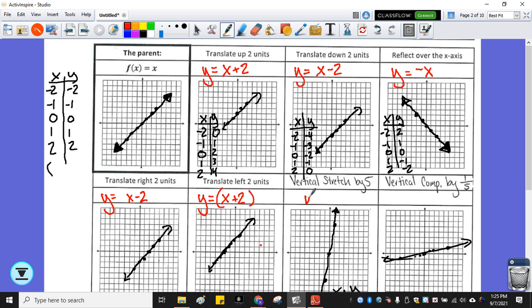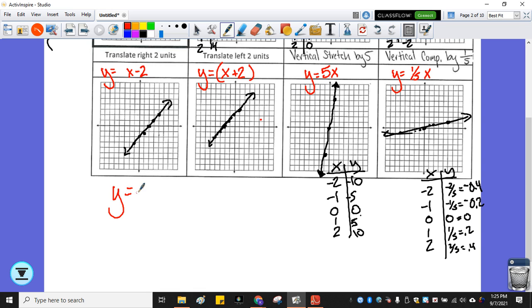Vertical stretch, so the 5x. Are linear functions easier to figure out? I think so. I keep just going back to this: negative a, x minus h, plus k. A is vertical stretch, vertical compression. So that means your number has to go in front of your x for vertical stretch, vertical compression.